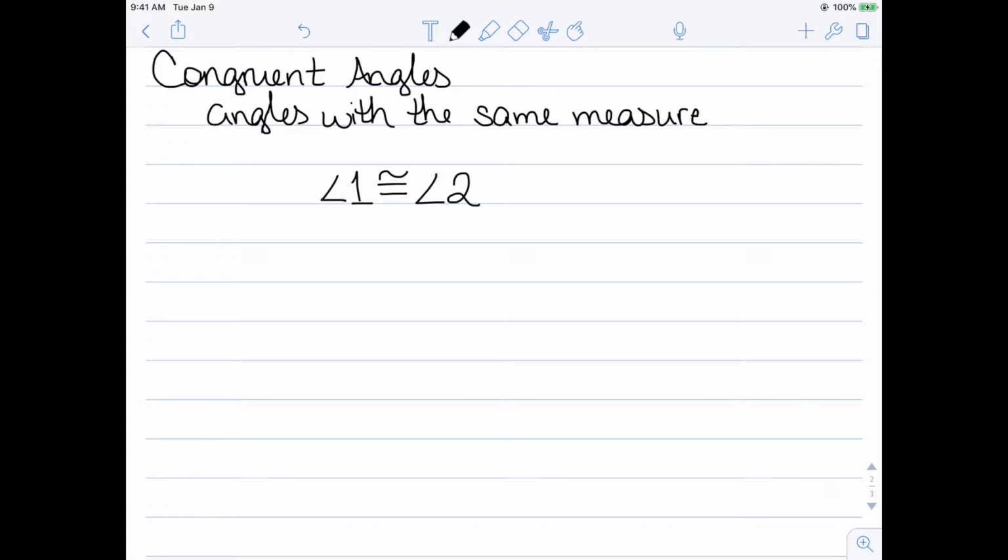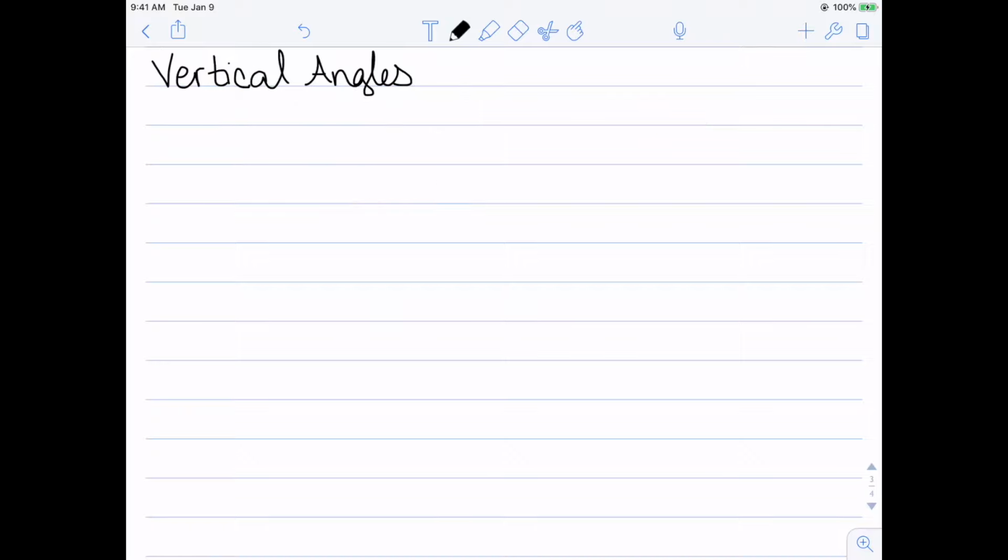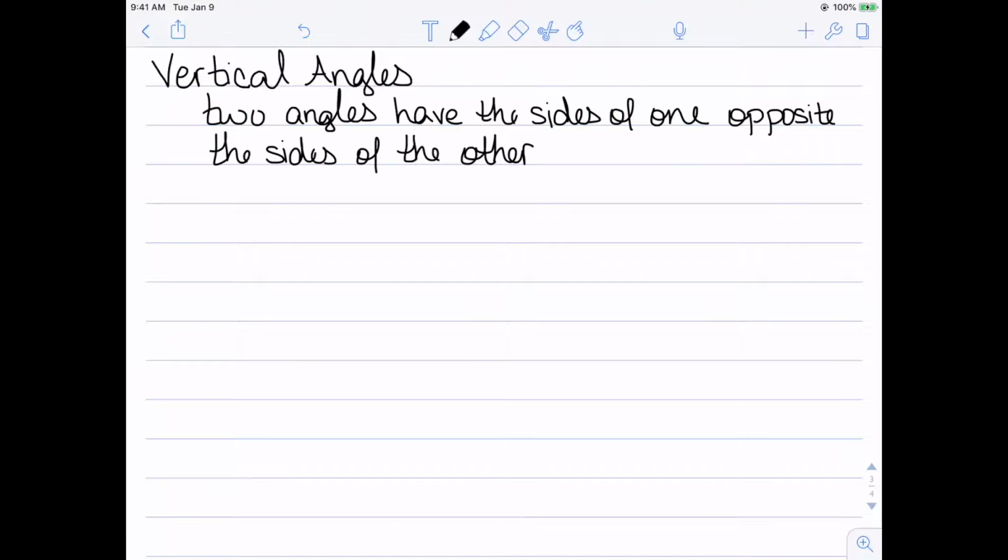So congruent angles are going to be very important for us. Let's look at one more definition of a type of angle. Our last definition for different angle types is going to be that of vertical angles. The idea is that two angles have the sides of one opposite the sides of the other. So what exactly does that mean?